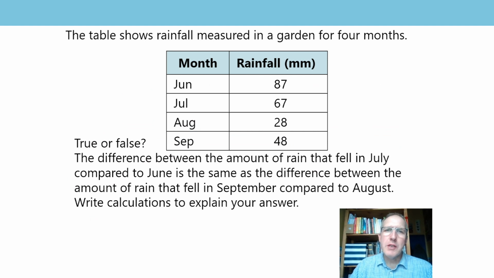Here's a true or false question for you. The table shows the rainfall measured in a garden for 4 months in millimetres. True or false then? The difference between the amount of rain that fell in July compared to June is the same as the difference between the amount of rain that fell in September compared to August. Can you write calculations to explain your answer? Could you write a balanced equation? Have a go.